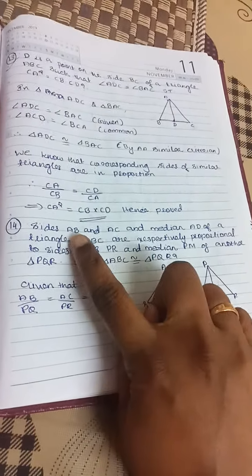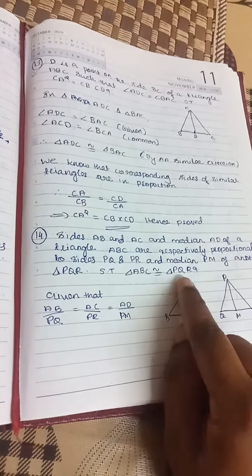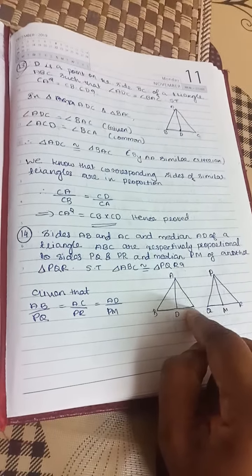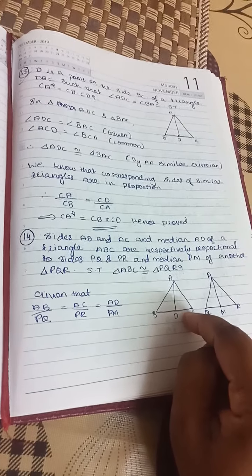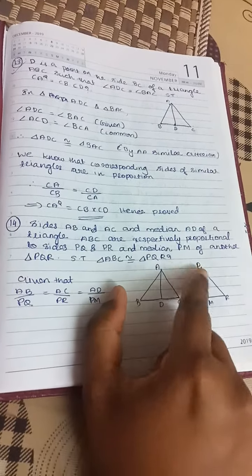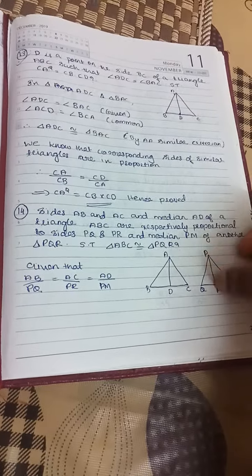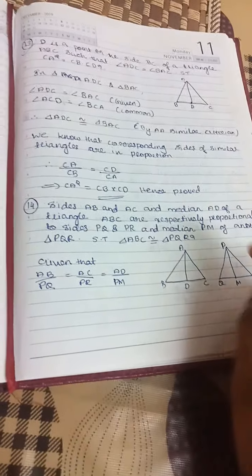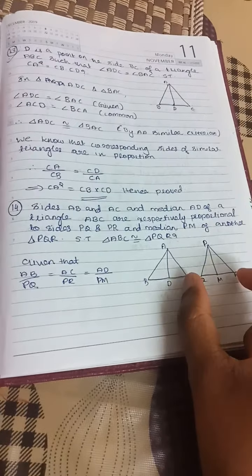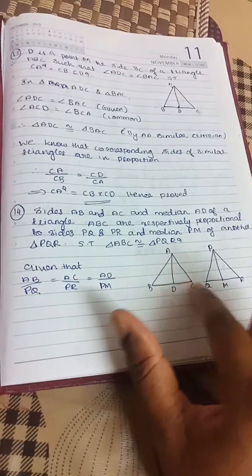Okay, it is given that AB and AC, where is AB? This is AB, this is AC. And median AD, this is the median of triangle ABC. Next, PQ and PR. This is the side PQ and this is the side PR. And PM is the median. That means this median is dividing the side BC into two equal parts. This median PM divides the side QR into two equal parts. Okay, so we have to prove that this triangle is congruent to PQR.